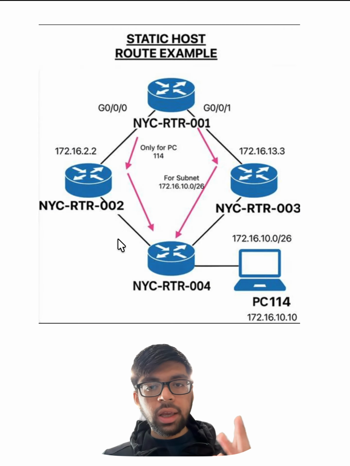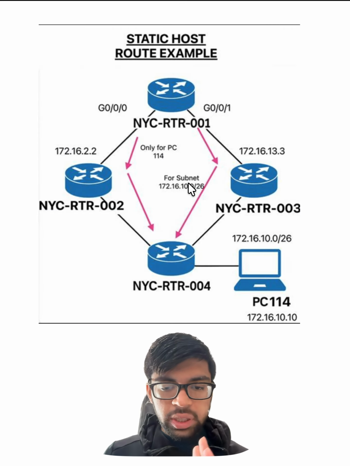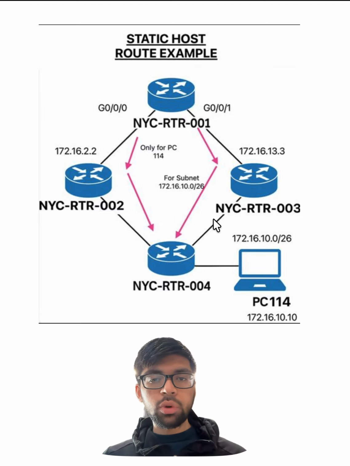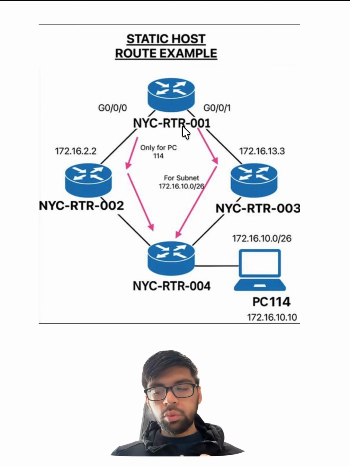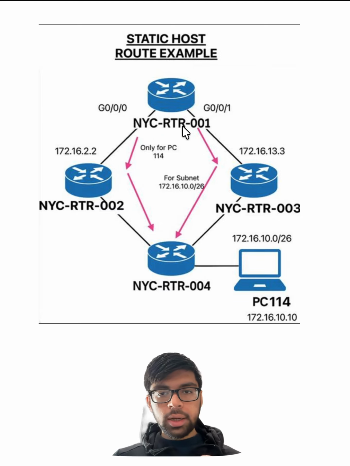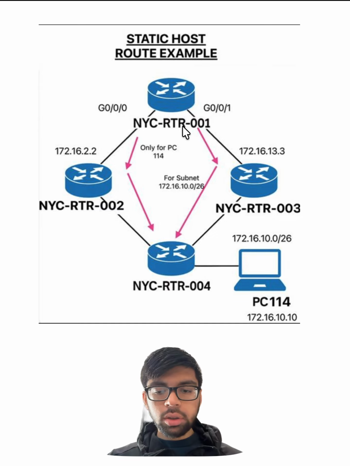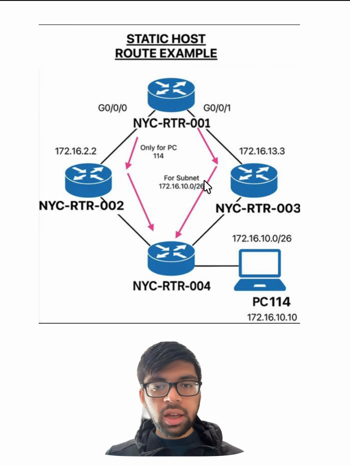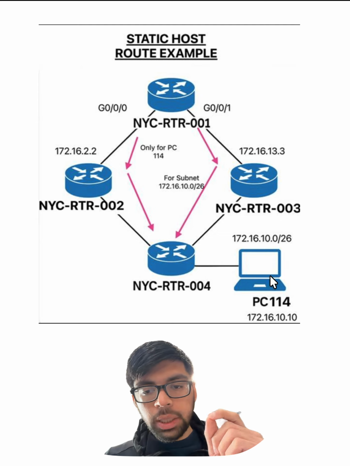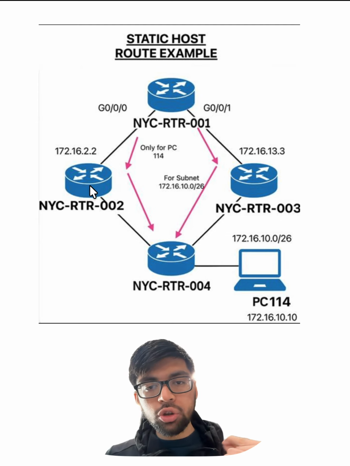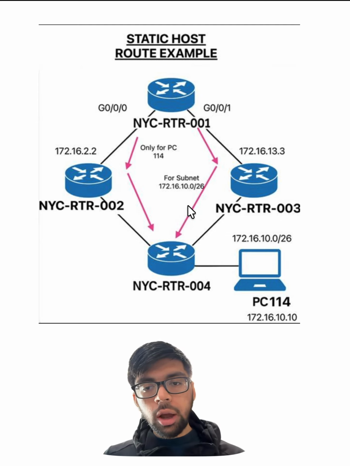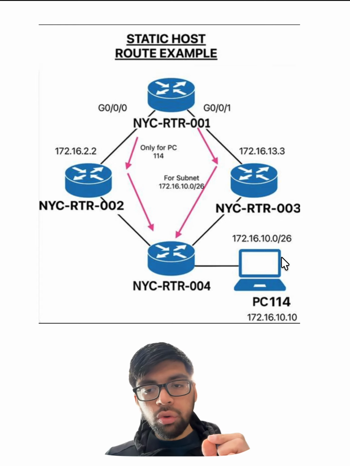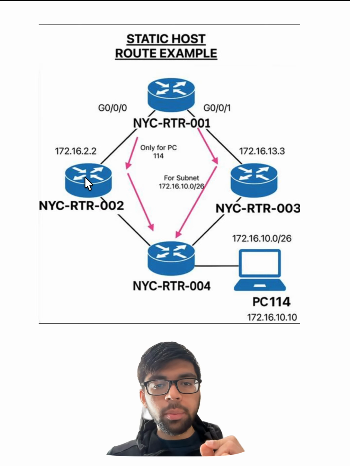For example, here, by the way, this use case is very rare, but it's part of the CCNA, so we need to know about this. So here we've got four routers in New York City. Okay, we've got router 1, 2, 3, and 4. Now, router 1 has a static host route here telling it that if it's got a packet to route to PC 114, it's going to route it through router 2. Otherwise, it will route everything else for that subnet through router 3. So only packets for PC 114 are going to be routed through router 2.